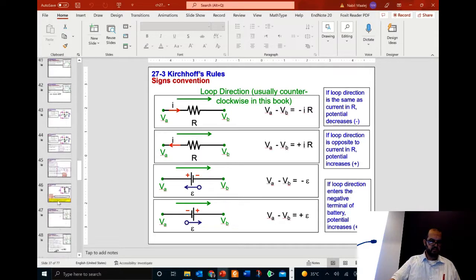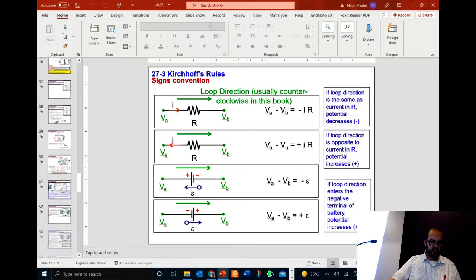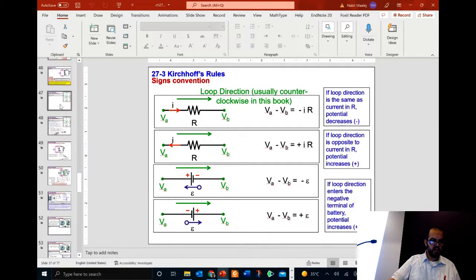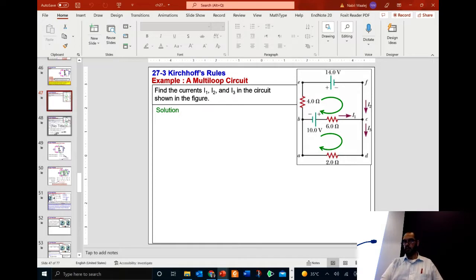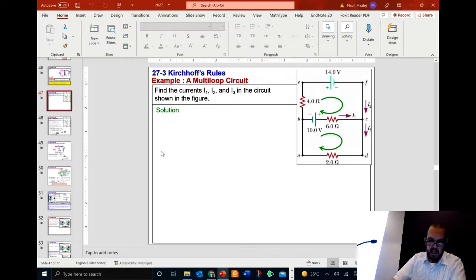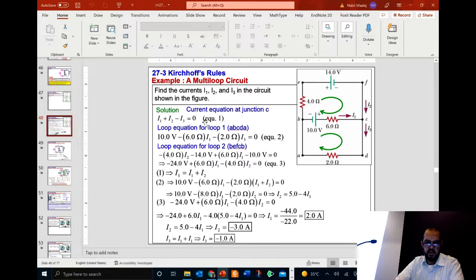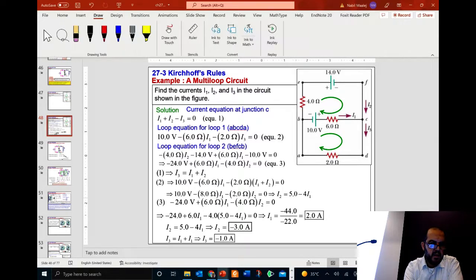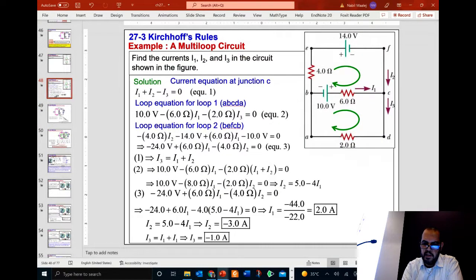Okay, and we did a couple of examples, and I think the last example where we stopped was this one, and we wrote the junction equation and the loop equations for this circuit. And if you remember, at the junction C, here at this junction you have plus I1 plus I2 minus I3 is equal to 0. So this is the first equation.